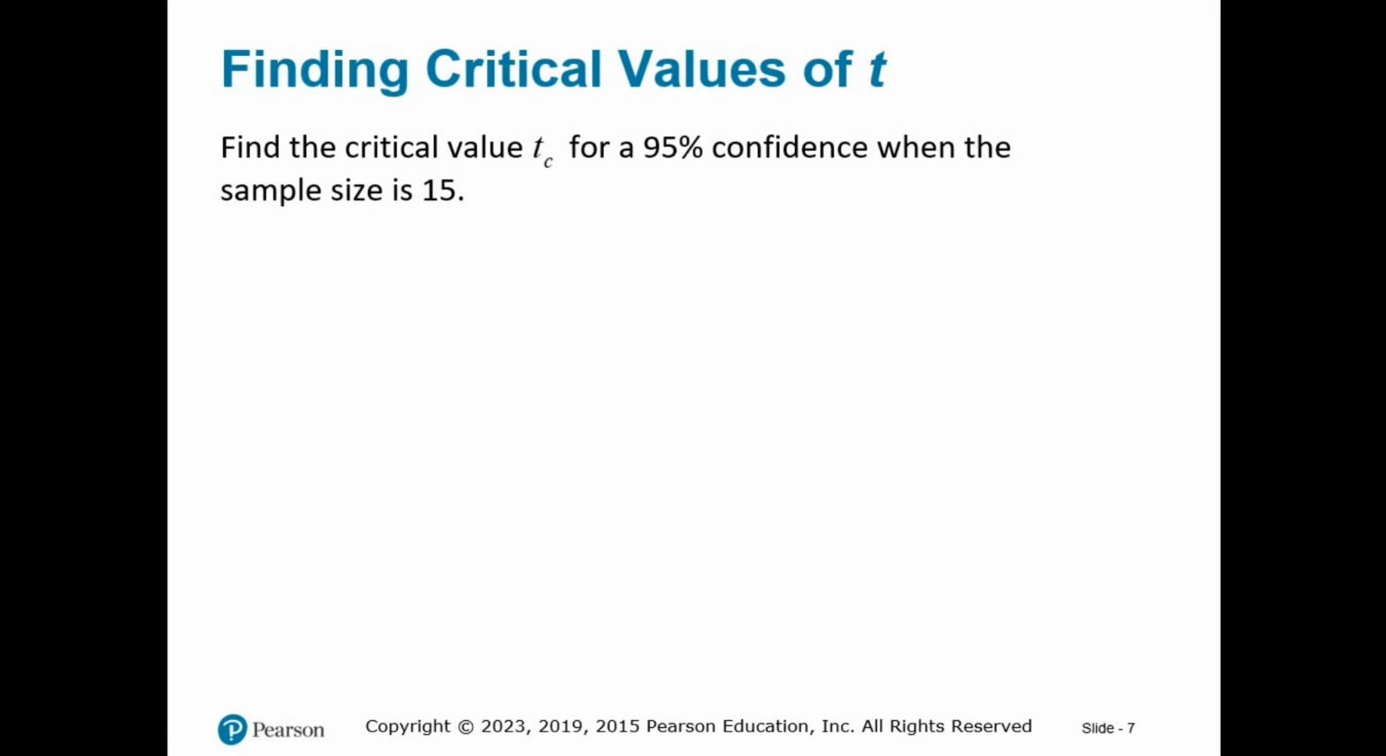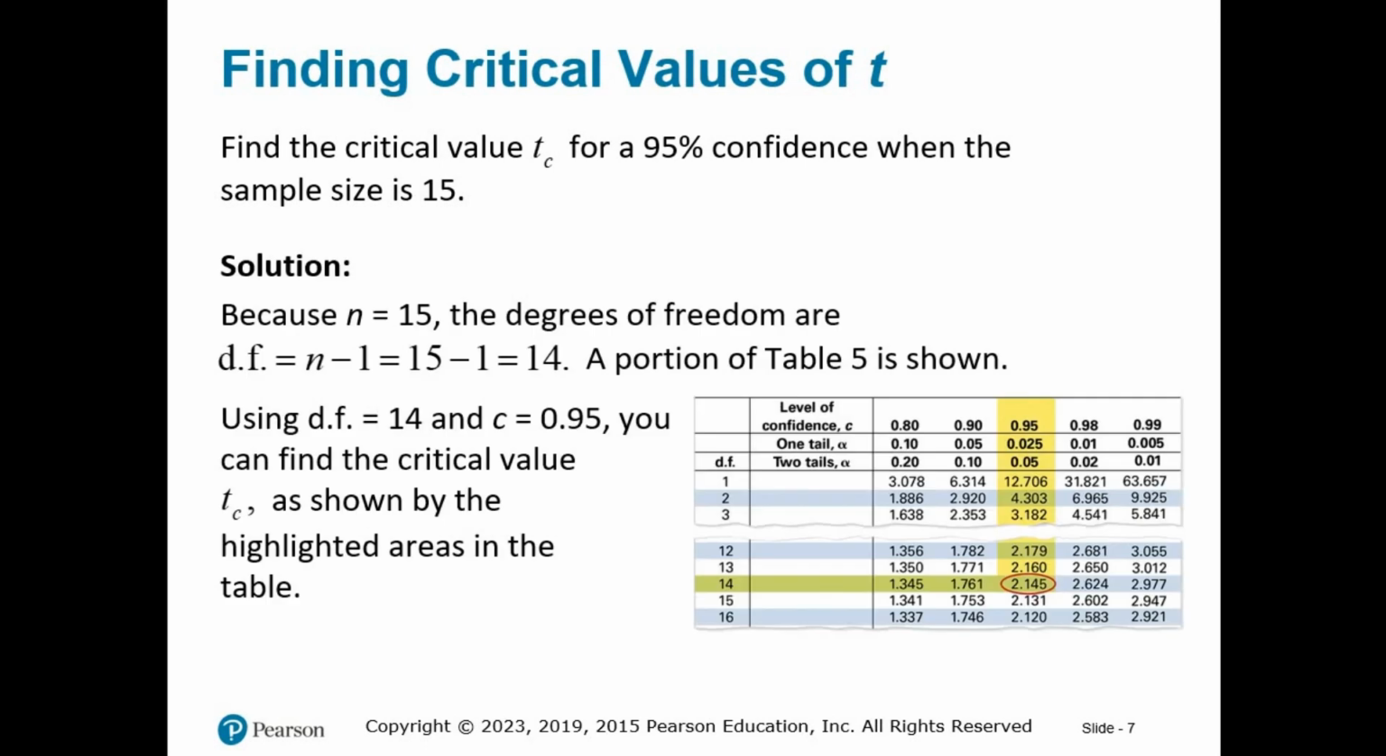Let's do this example. Find the critical table value for t sub c for a 95% confidence when the sample size is 15. Now remember, degrees of freedom is n minus 1. So if our sample size is 15, we say 15 minus 1, or 14, is our degrees of freedom. So you first find the degrees of freedom along the left. See here we find 14. Then we find the confidence, or C value, of 0.95 at the top.